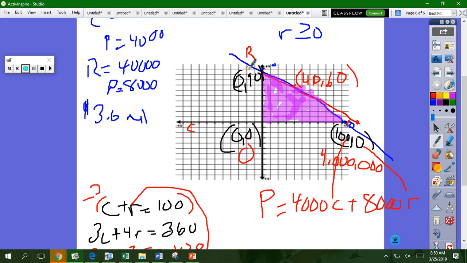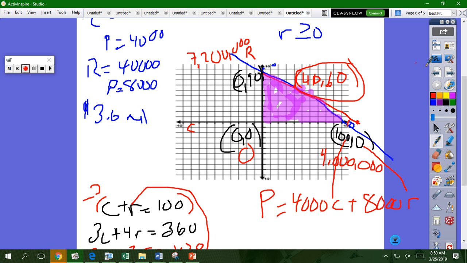Okay, what would be 0, 90? It'd be 7,200,000. So far, I'd rather sell 90 ranches and leave 10 lots open, right? Than do 100. Oh snap. Okay, anyway, when I plug this guy in, he's going to be the fella that works. If you want to do it on your own, that's what's going to happen.